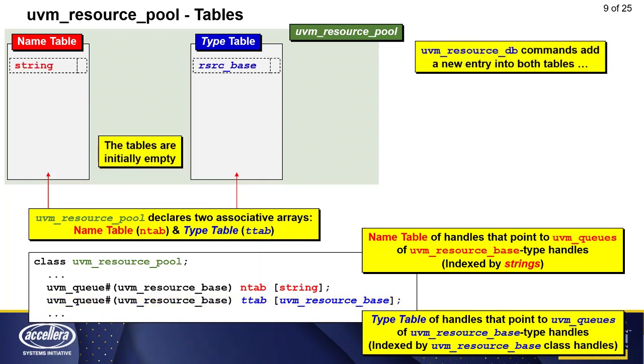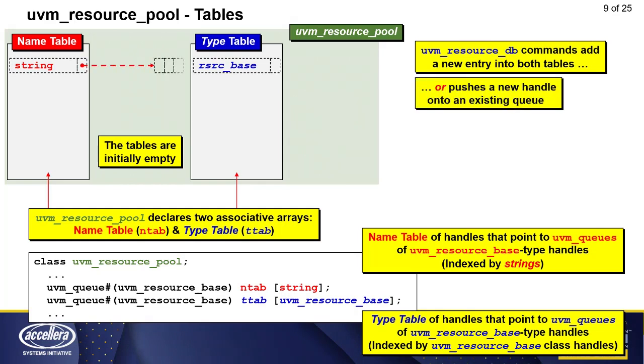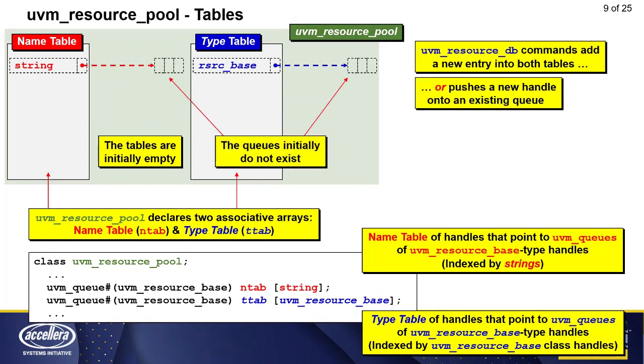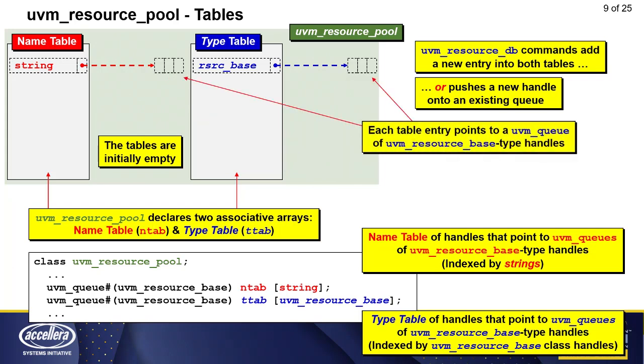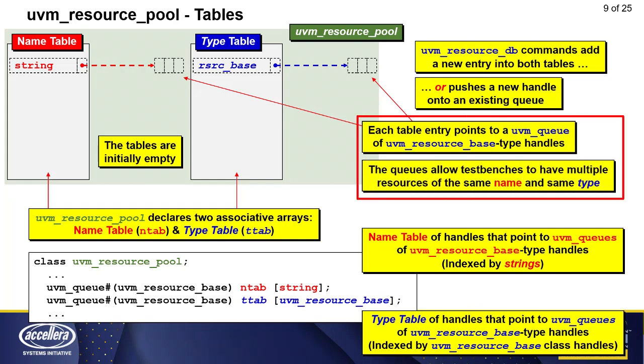Each UVM resource DB command adds a new entry into both tables or pushes a new handle onto an existing queue. The queues do not exist until a new entry is added to the tables. Each table entry points to a UVM queue of UVM resource-based type handles, and the queues allow test benches to have multiple queued entries in the same name and same type.